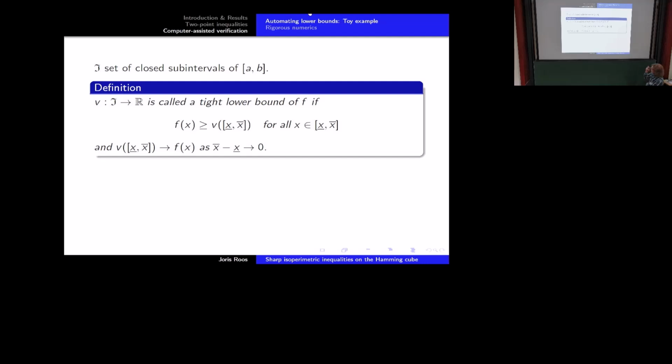So I'm going to introduce this concept called a tight lower bound. How many minutes do I have left? 5. Okay.